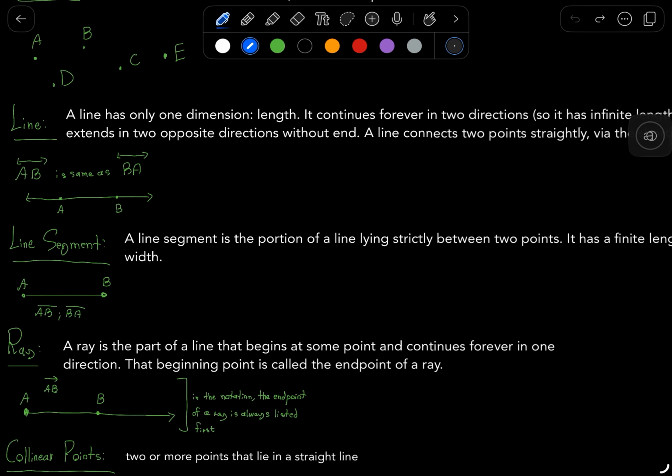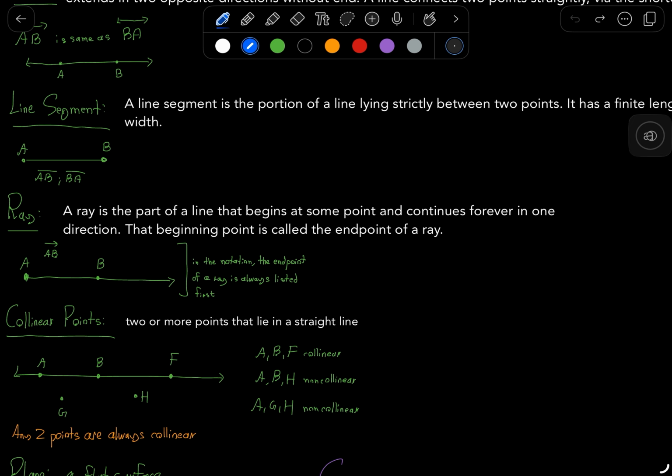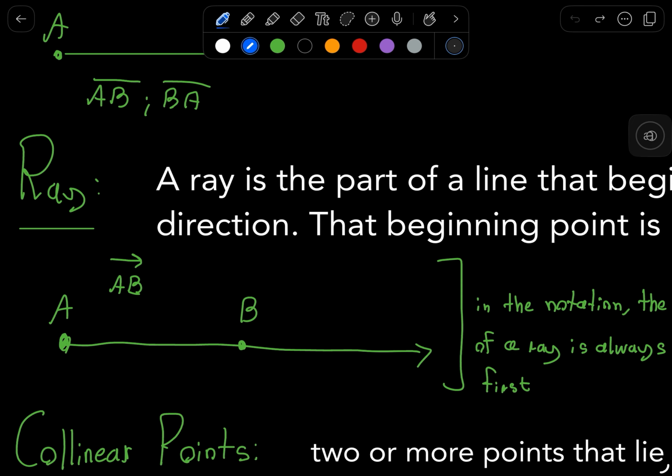And if you just want to see an independent picture of a ray, it's like this. Again, start at a specific point, and then you continue on forever in one direction. Remember, it's one direction, not both. So here, you're going to the right.